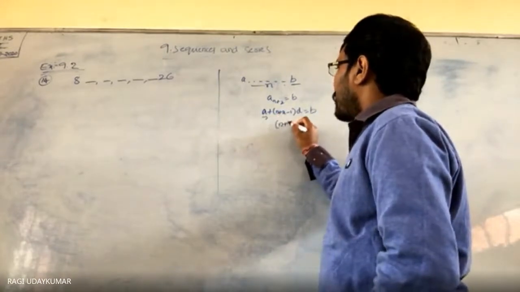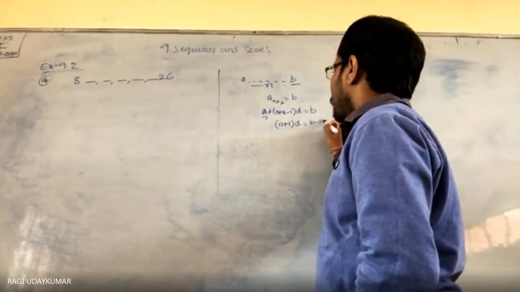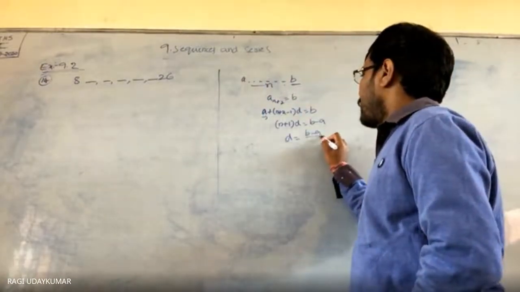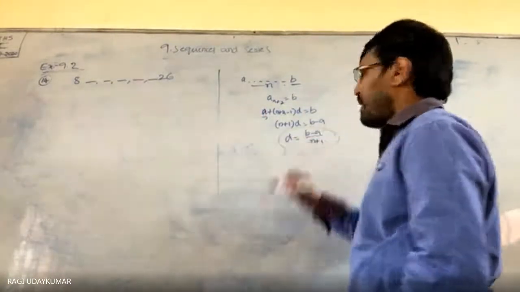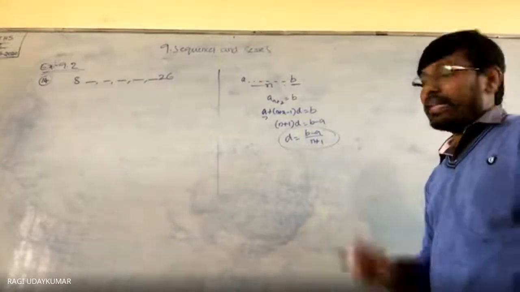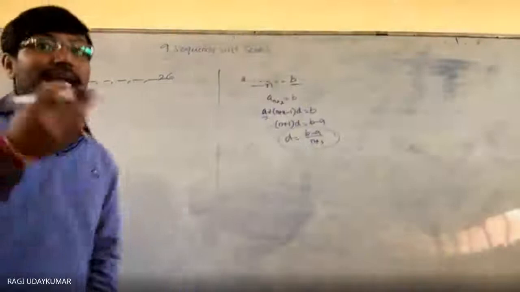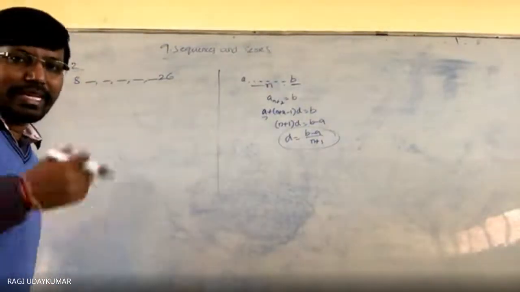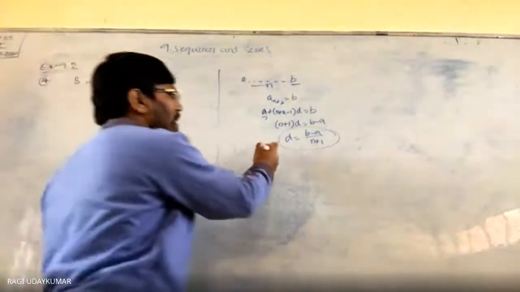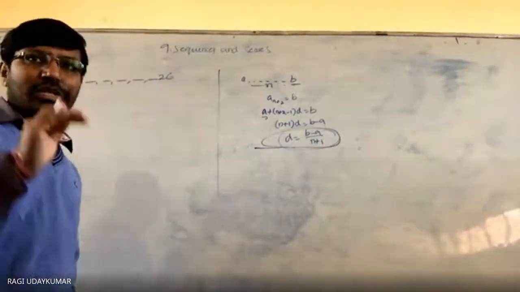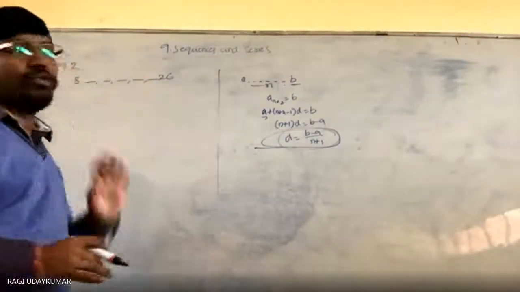So n plus 1 into d is equal to b minus a. Taking that to the other side, d is equal to b minus a by n plus 1. So you can find the common difference using this formula. When n arithmetic means are inserted between any two numbers, the common difference is equal to b minus a by n plus 1. You can use that same concept here.